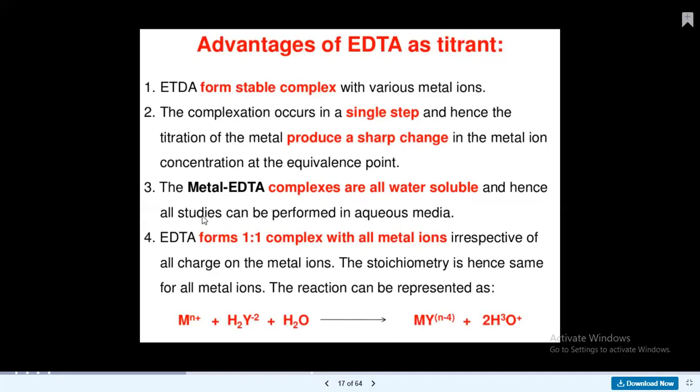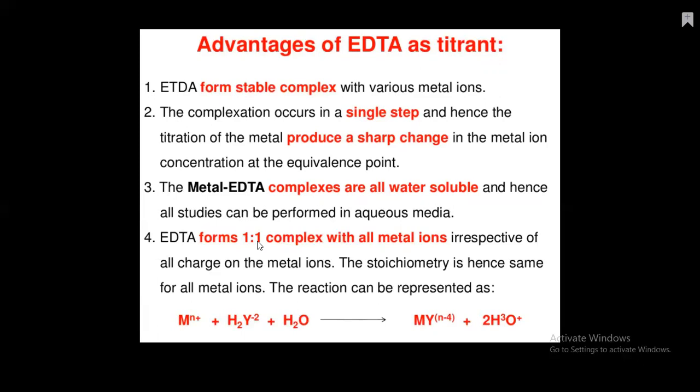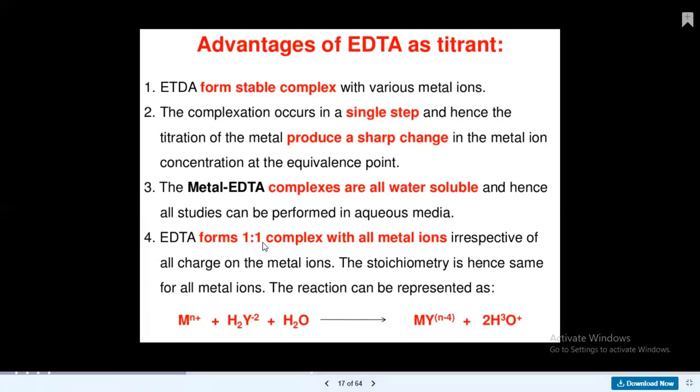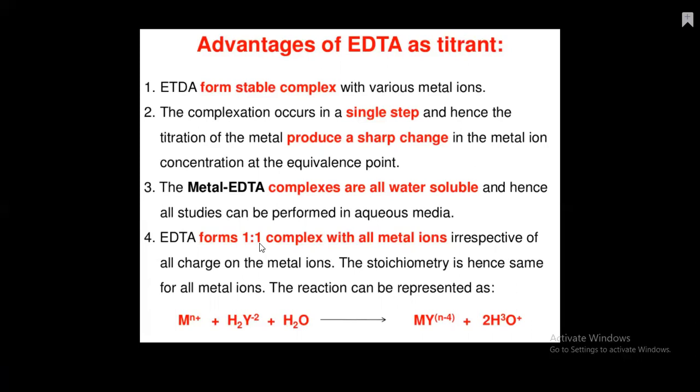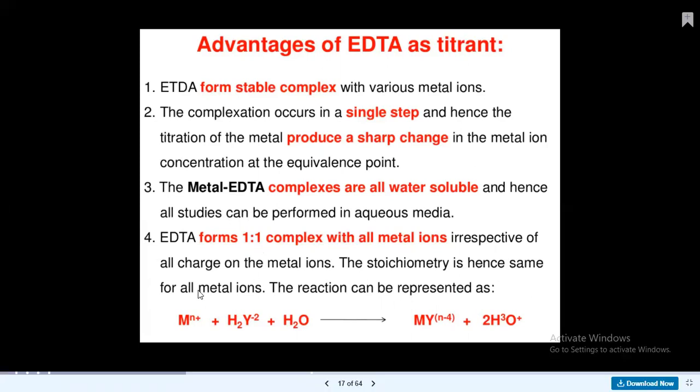And one very important thing is that EDTA forms a 1:1 complex with all metal ions. One EDTA combines with one metal ion, and this stoichiometry is helpful in quantifying the analyte, because as we discussed earlier, the titer factor is very important for the calculation of the quantity of your analyte. If you know the stoichiometry of the reaction, you can easily say that one EDTA reacts with one metal ion, and you can easily quantify the reaction. Irrespective of the charge of the metal ion, the stoichiometry is the same for all metal ions.